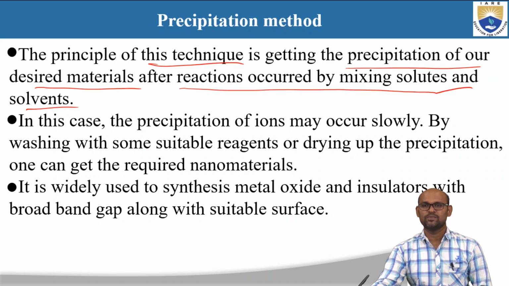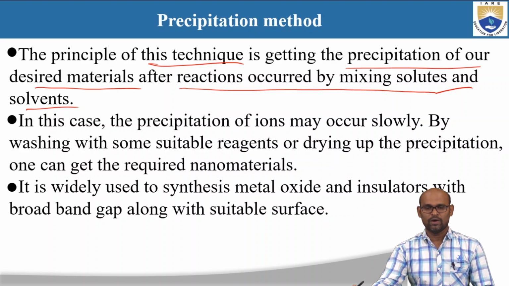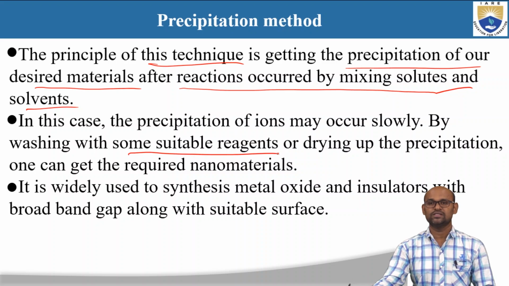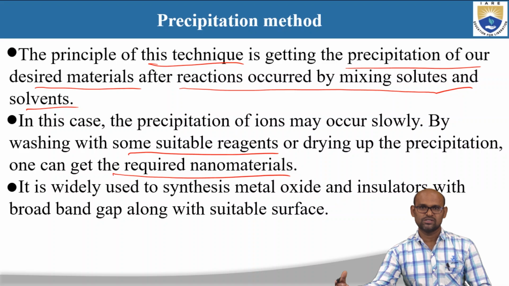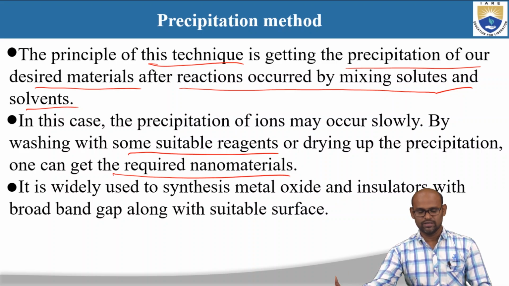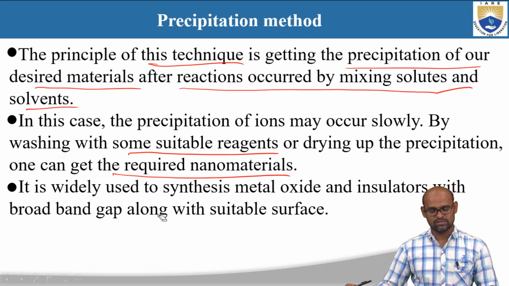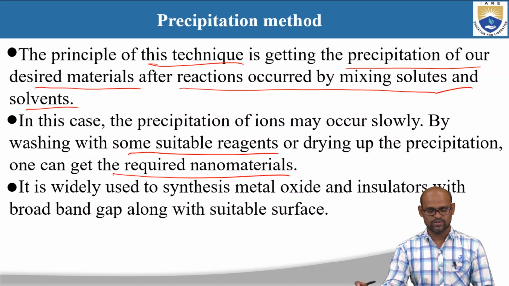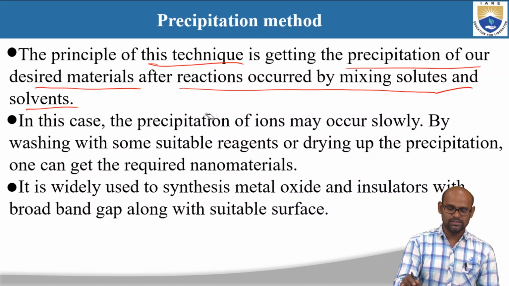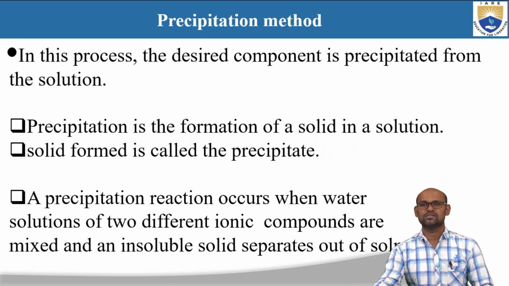In this case, the precipitation of ions may occur slowly. By washing with suitable reagents or drying up the precipitation, one can get the required nanomaterials. Once we mix the solute and solvent, after reactions we get a material, and by drying up this precipitated material, we get the required nanomaterials. This precipitation method is widely used to synthesize metal oxides and insulators with broad band gap along with a suitable surface. In this process, the desired component is precipitated from the solution.